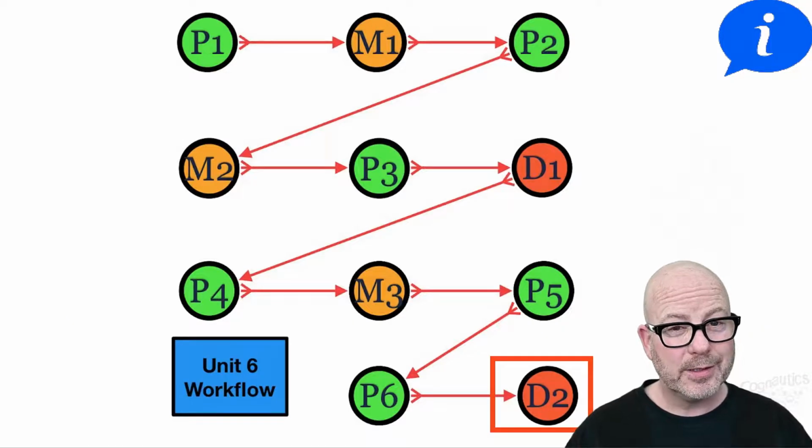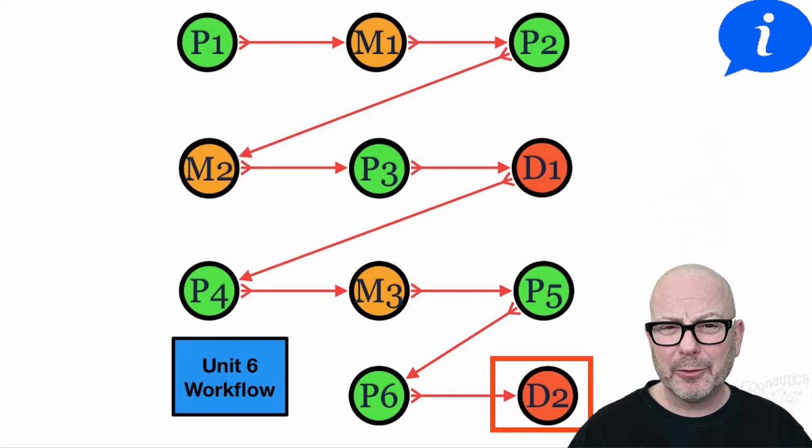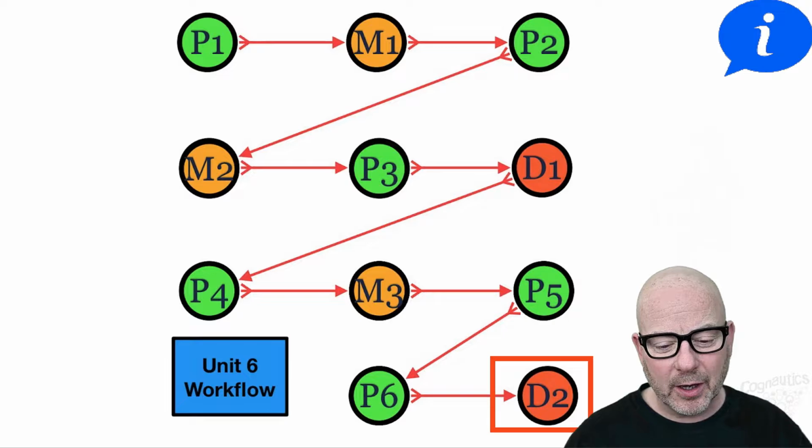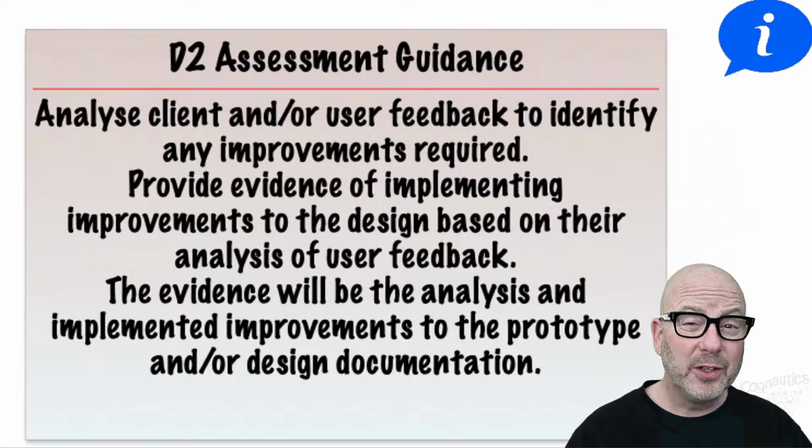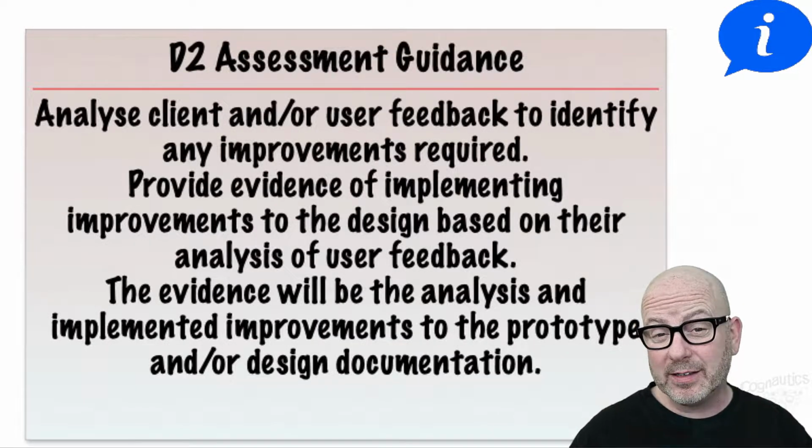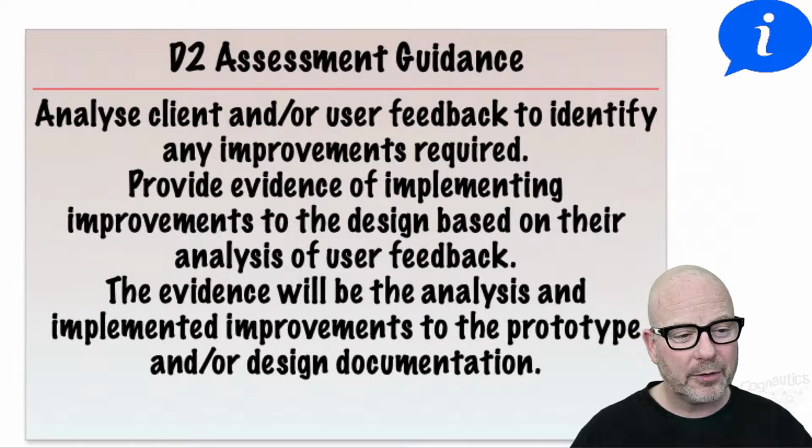Well, the good news is you've almost made it. 10 down, 1 to go. This is the 11th task, Distinction 2 task. The good news is, in the grand scheme of things, this is a relatively straightforward task.